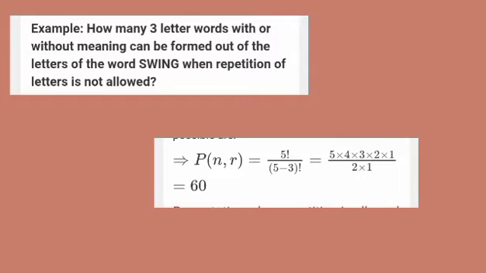5 times 4 times 3 times 2 times 1, divided by 5 minus 3, which is equal to 2, so it will be 2 times 1. After that, we are going to multiply 5 times 4 times 3 times 2 times 1, and it is equal to 120, and 2 times 1 is equal to 2. So if we divide 120 by 2, it is equal to 60.